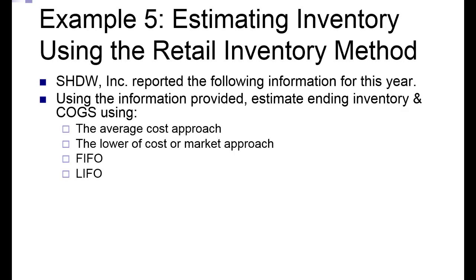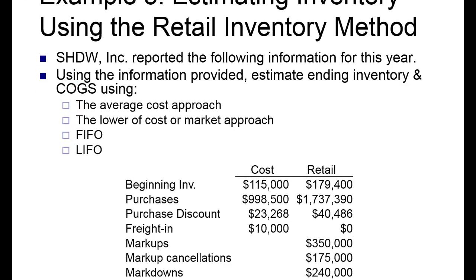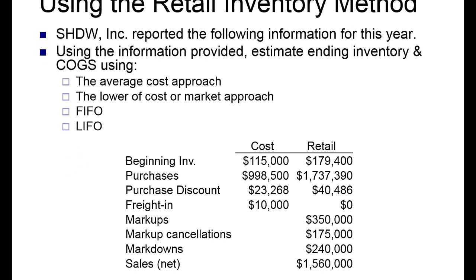Again, we've got our SHDW incorporated. They've gathered a lot of information, but they don't have an ending inventory number, and they've asked us to figure it out for them using all 4 of the inventory flow methods: average cost, lower of cost or market, FIFO, LIFO. And they were able to dig into their database, and they have pulled for us all sorts of numbers.